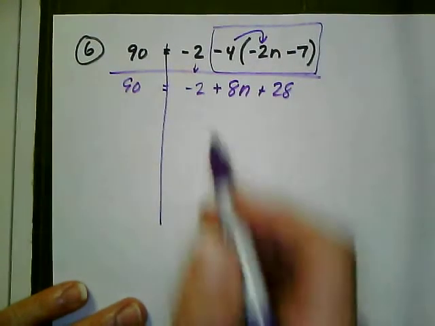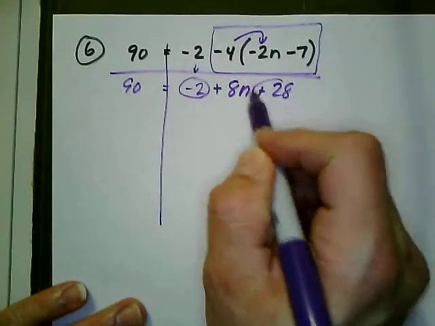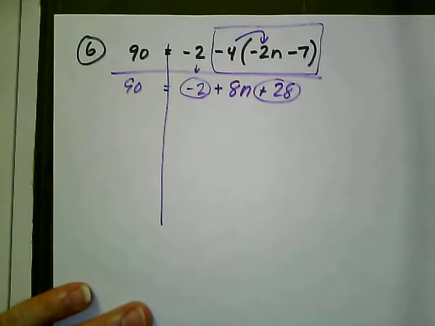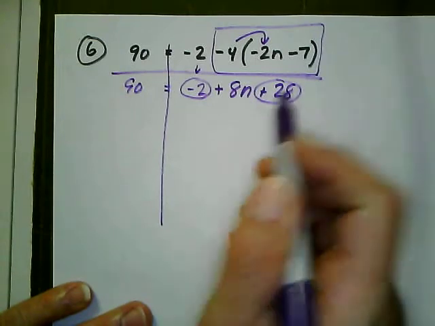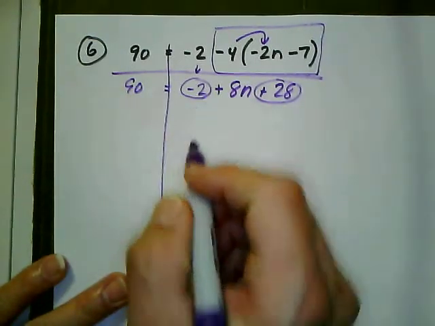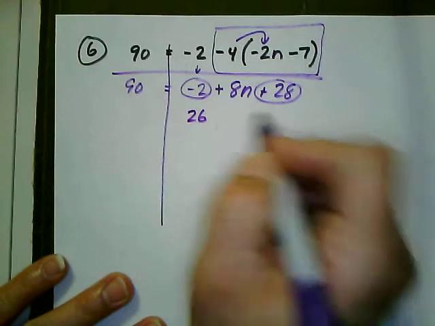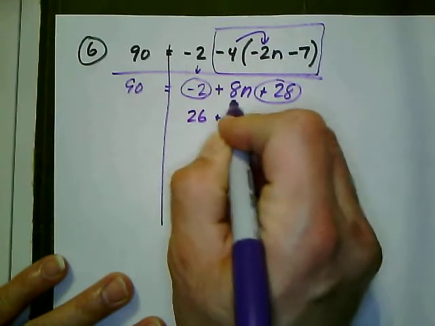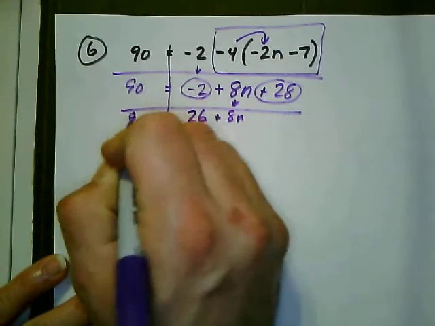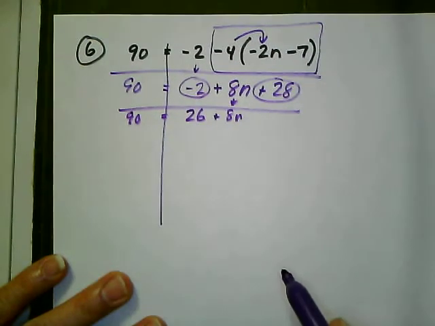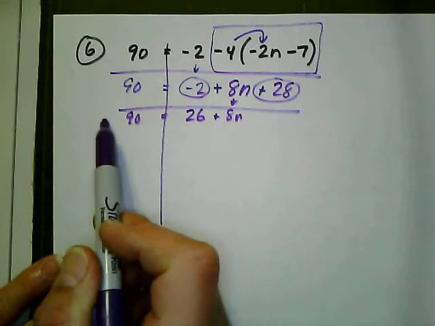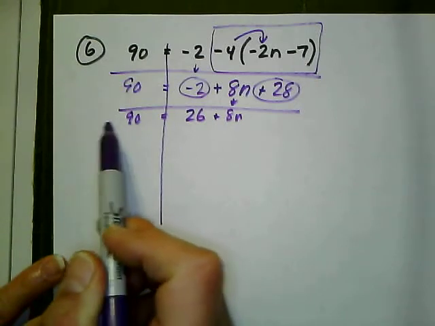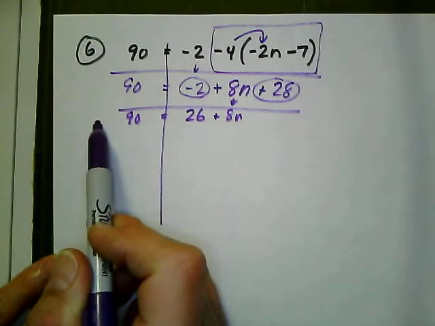Distribute, combine like terms. Well, the -2 and the 28 do not have a variable n, so they are alike, and there is nothing else to combine with the n. So 28 and -2 is 26, plus 8n, bring down the 90 and the equals. We don't have that extra variable. This is a step where that would be. There would be like a 2n over here. Since there's no 2n or any other n over here, we don't have to worry about that step.